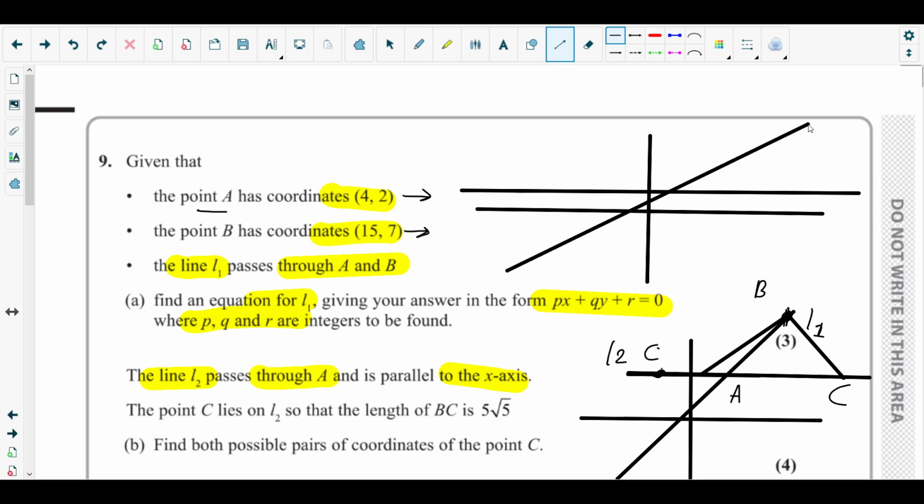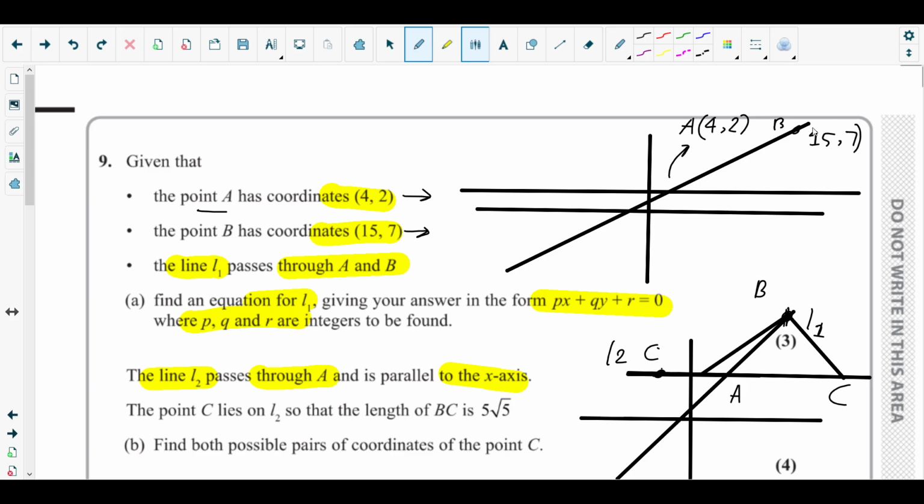Okay, now the concept is that point A is (4, 2). This is the point of intersection, A, (4, 2). And then point B is (15, 7). Consider this is the point (15, 7), this is point B.